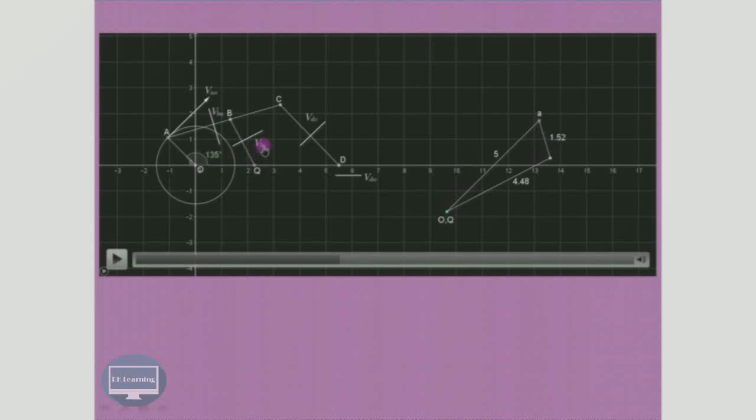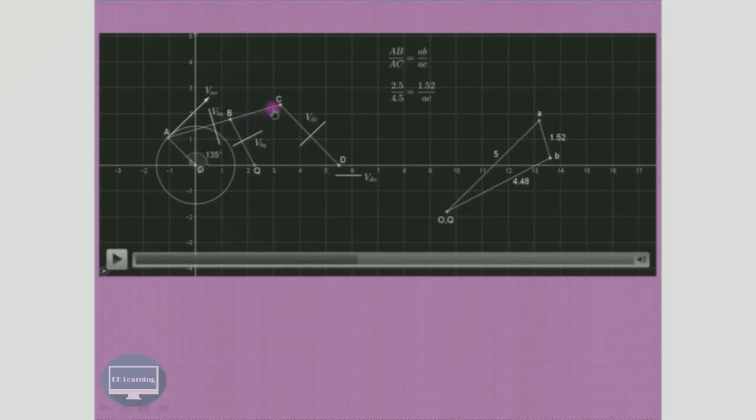Then the third vector is velocity of B with respect to Q. Out of this B and Q, point Q is known. So from Q, draw a line parallel to this particular line. So these two lines, this particular line and this line, will intersect each other at the common point, that is B.